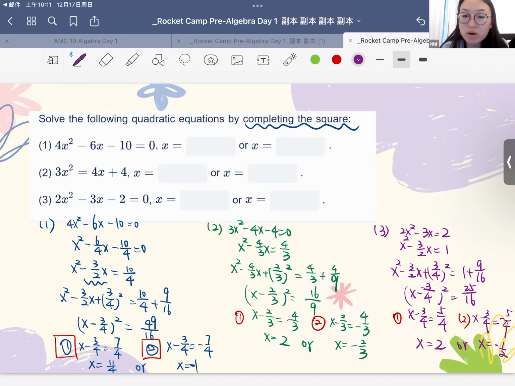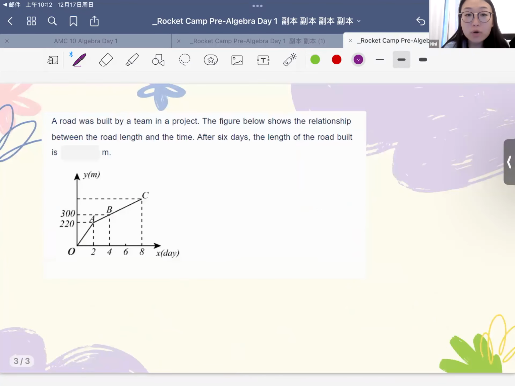And for completing the square, we know that the first thing to do is to convert the coefficient for x squared to be 1 and then just complete the square. And after completing the square, we always need to remember we always have two solutions for them. Okay, and let's do one more question about linear equation word problems.